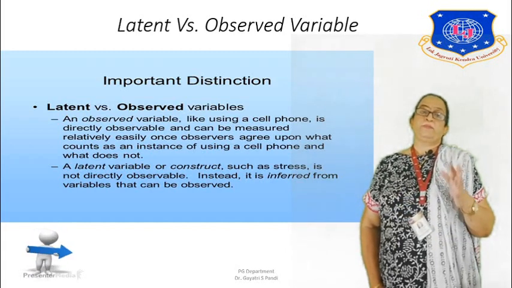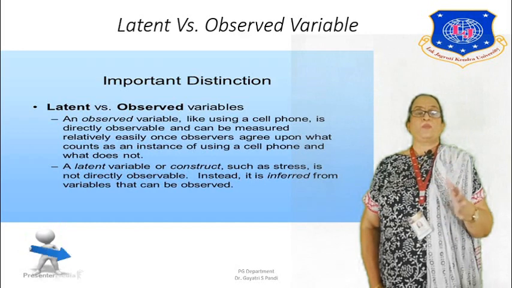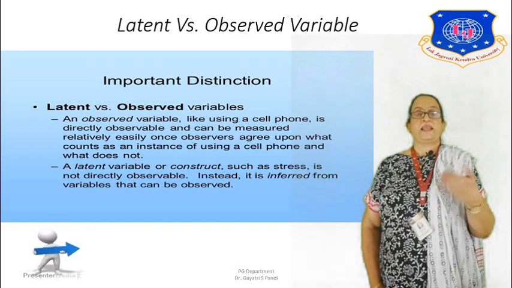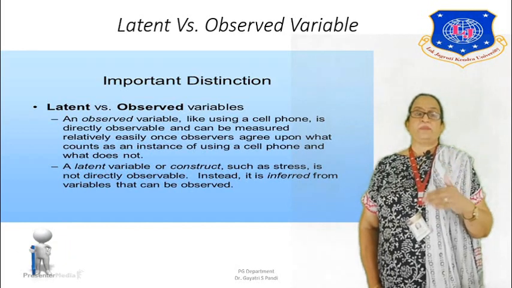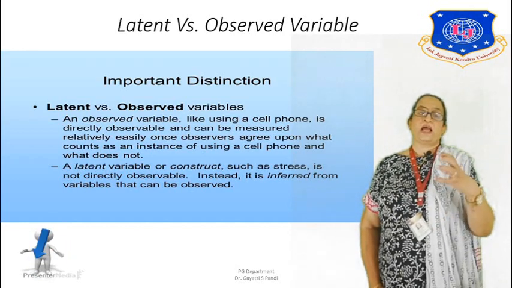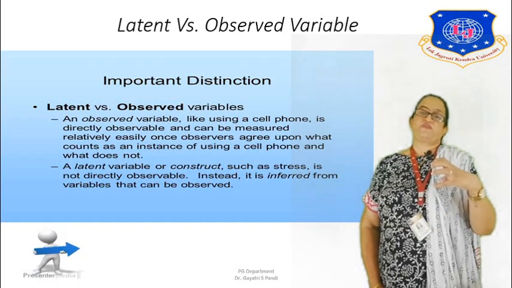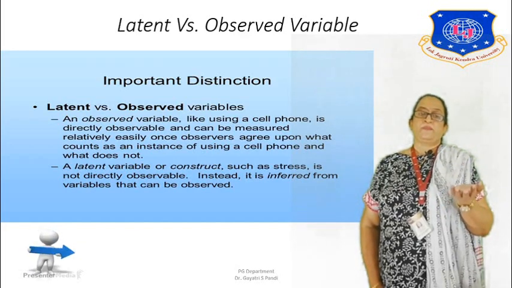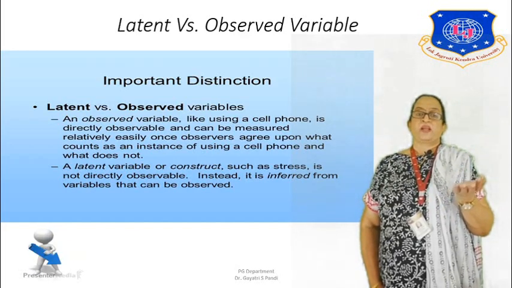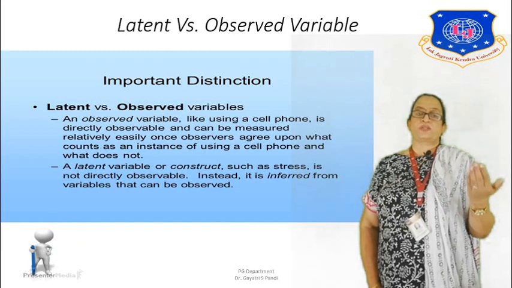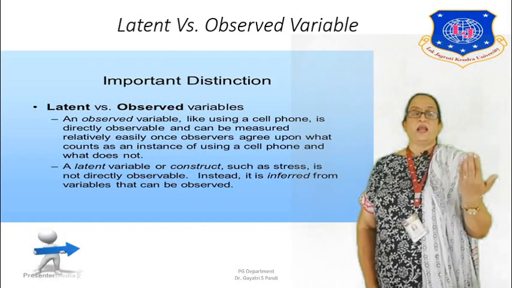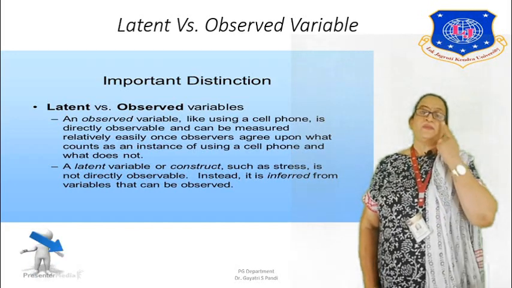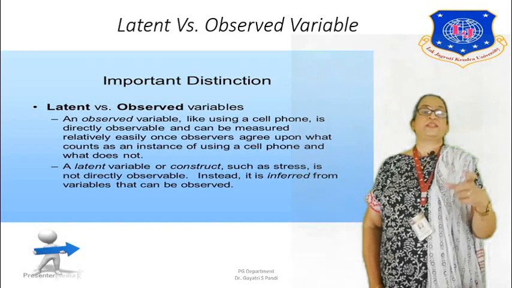The major important distinction between them is that an observed variable is something like using a cell phone, and this is a directly observable variable and can be measured relatively easily, because you can have the number of calls a specific person has made to another. Right? So it's basically an easy observation. It is agreed upon what counts as an instance of using a cell phone and what does not. So when you are not calling a person, obviously that would not be counted, and when you are talking to a person, it's counted. You can see your logs.